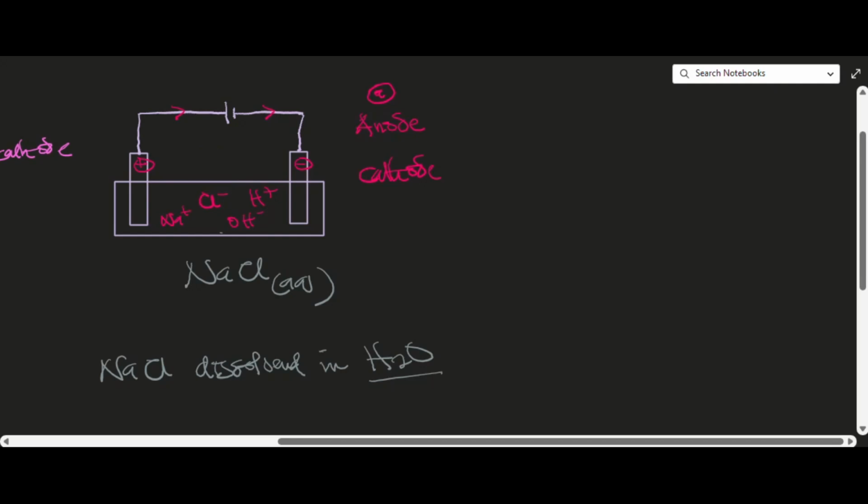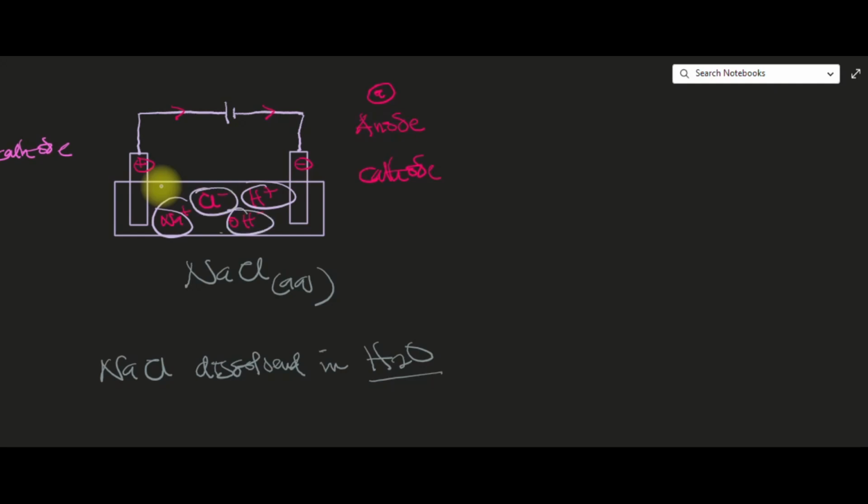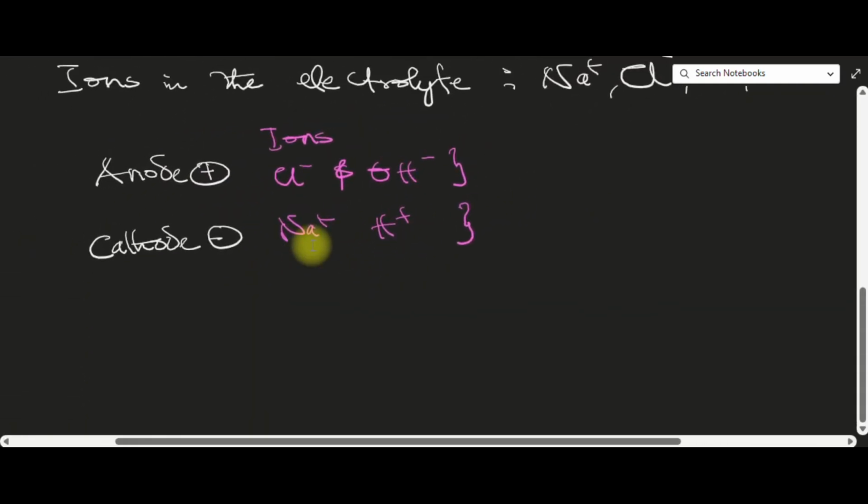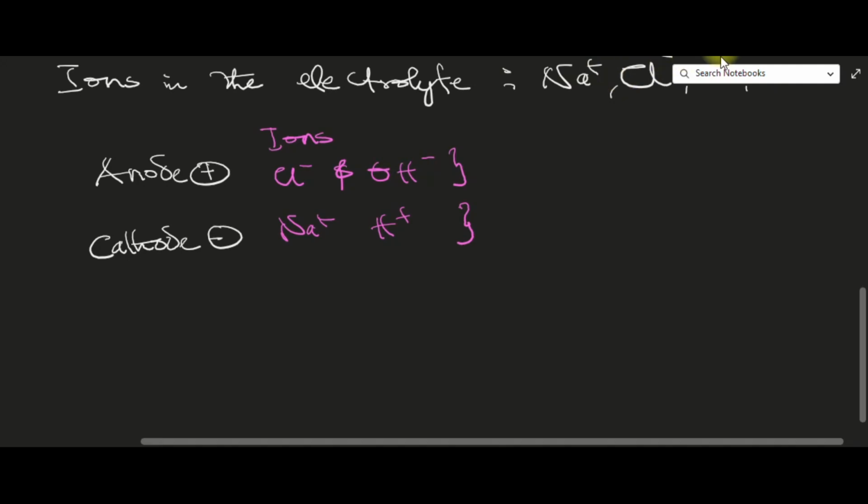But here, there will be competition. There are two, Na plus and H plus. Both of them are supposed to come to the cathode. OH minus and Cl minus, both of them will migrate to the anode. But only one of them will be discharged when they get to the cathode or the anode. So how do they get discharged? We need to follow some rules in order to understand it. So let's look at discharge.